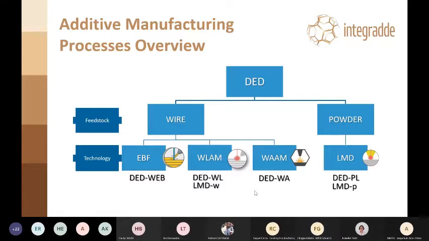But you can find a lot of different nomenclatures in the bibliography. Also, you can find different trademarks. For example, for LMD, you can find LENS, that is a trademark by an American company, Optomec.